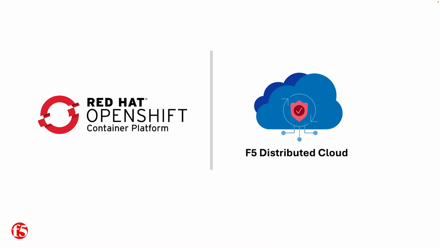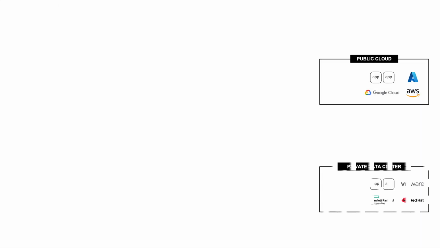Welcome to this demonstration on how to advertise to the internet AI inference models using OpenShift AI and F5 Distributed Cloud. We start our scenario with one or more deployments in the public or private cloud. How can we advertise to the internet these AI deployments using a single VIP? How can we do this easily and securely?